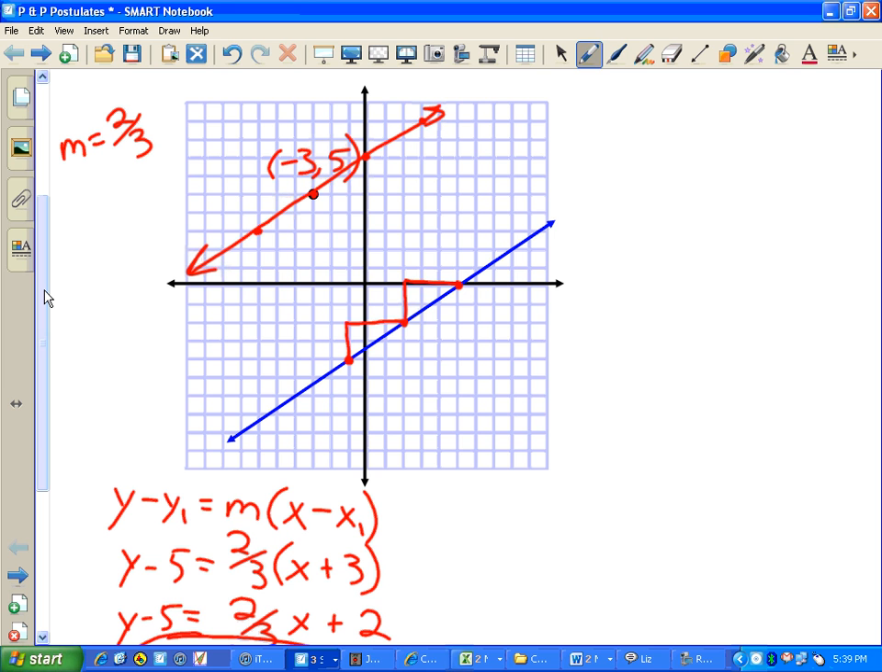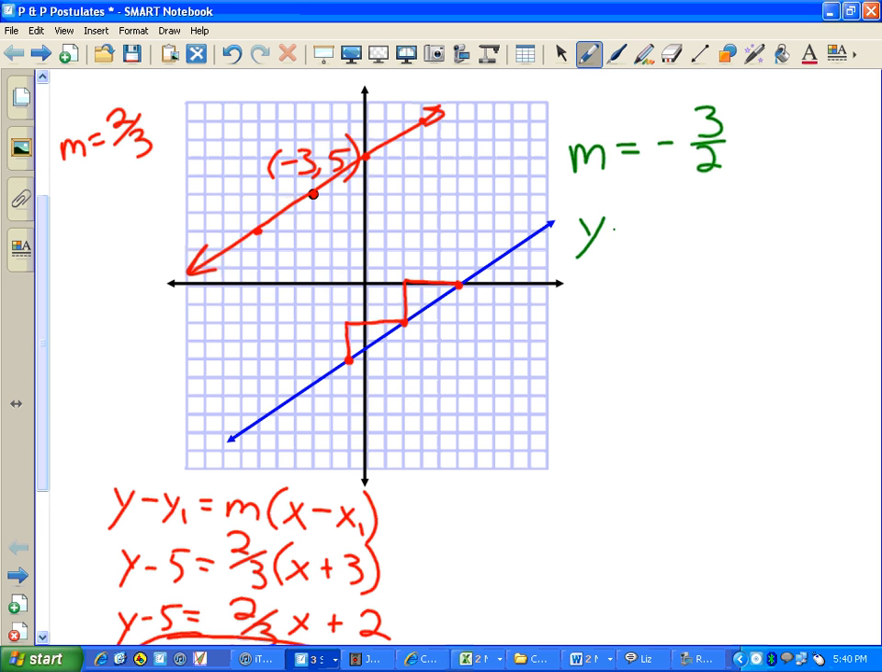I do the same thing for perpendicular. So now if I want perpendicular, I'm going to have to change my slope. My perpendicular slope is going to be the opposite reciprocal. So change the sign, flip the fraction. I still want to go through the same point.